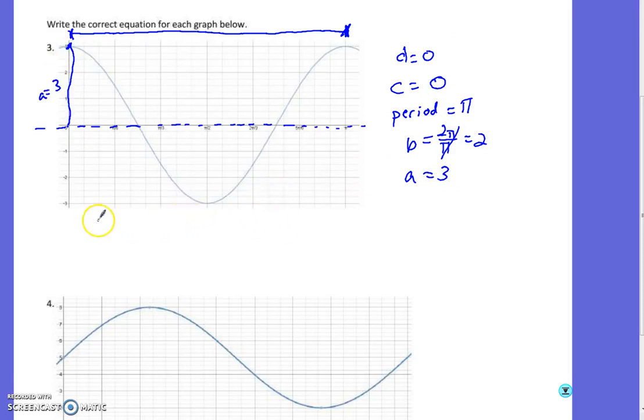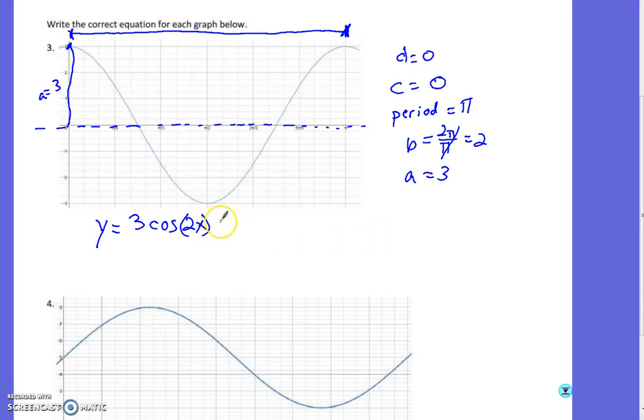So for this one, the easiest function would be y equals 3 times the cosine of 2x plus 0. No parentheses, you can say this right here, parentheses there, plus or minus 0, and then plus or minus 0 at the end. So that's the easiest answer.